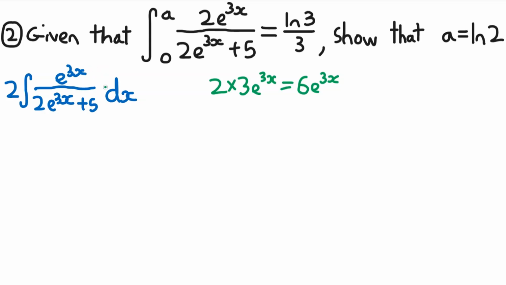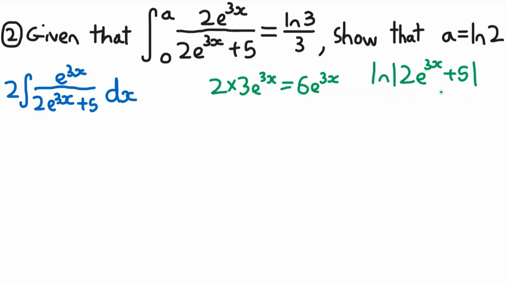So we're using the reverse chain rule here for fractions. We use the technique of doing the natural log of whatever the denominator is. So let's consider the natural log of the denominator, which is 2e to the power of 3x plus 5, like this here.